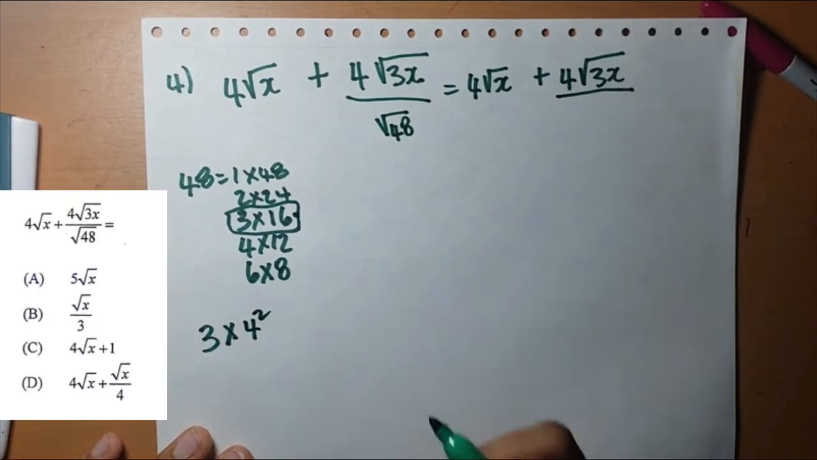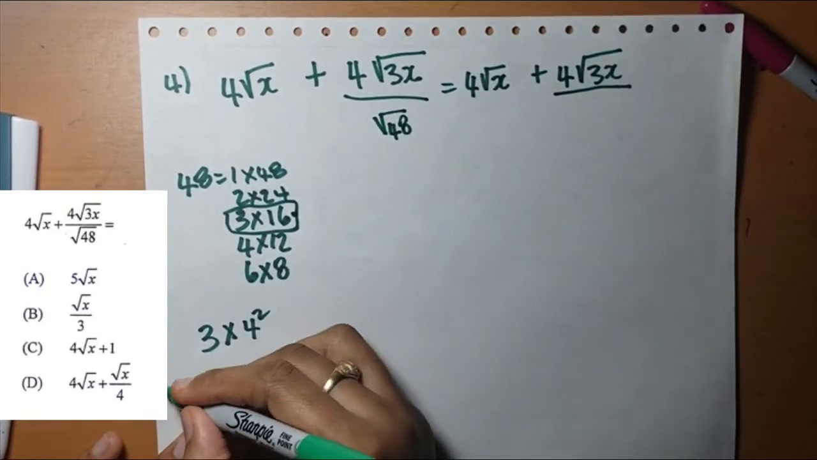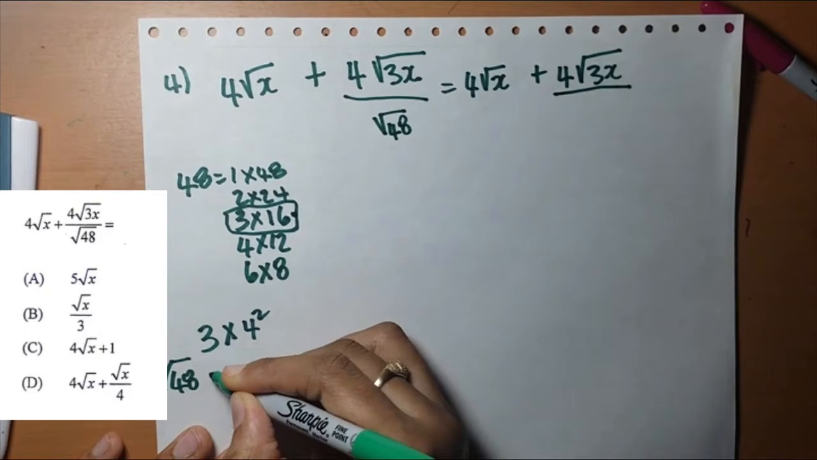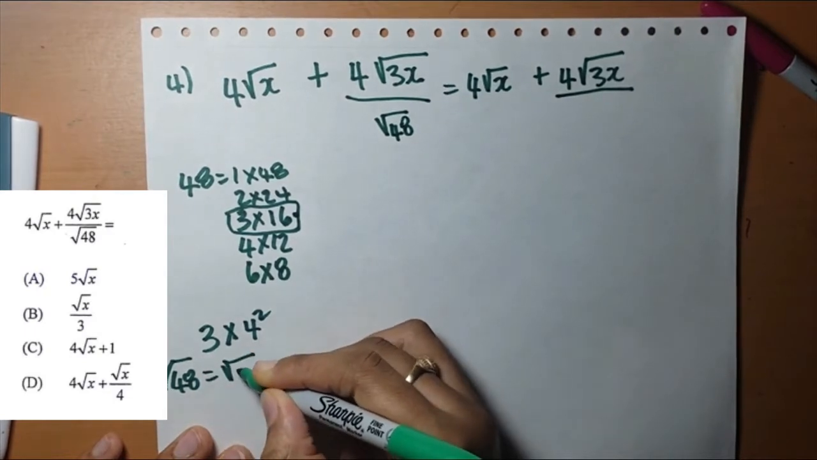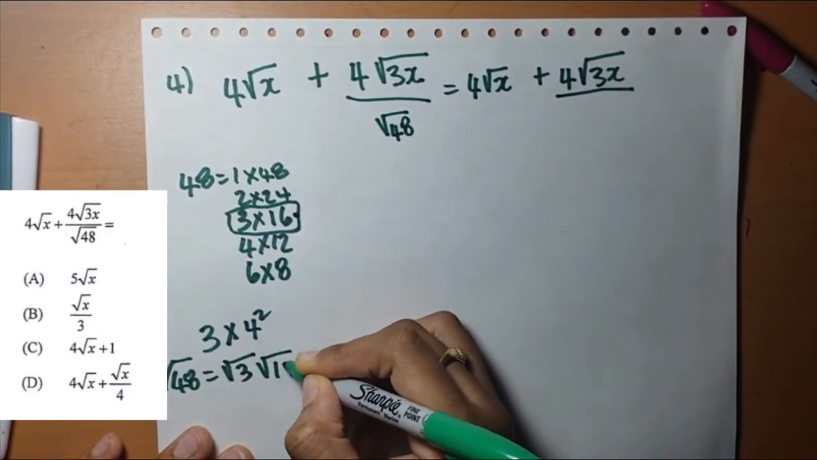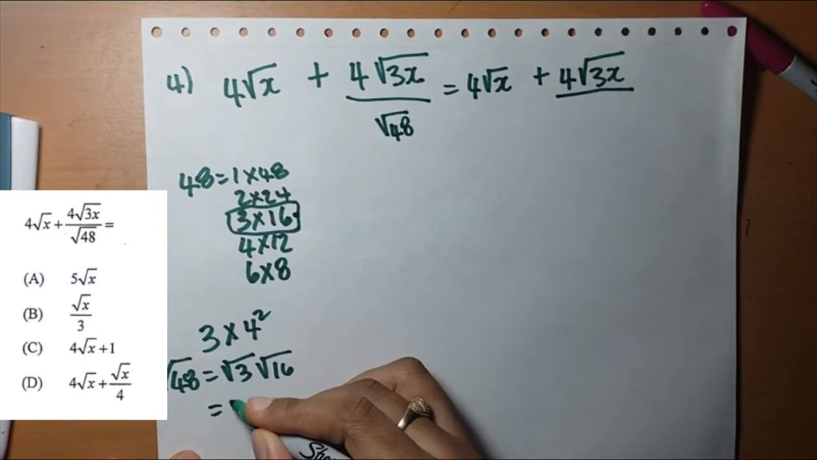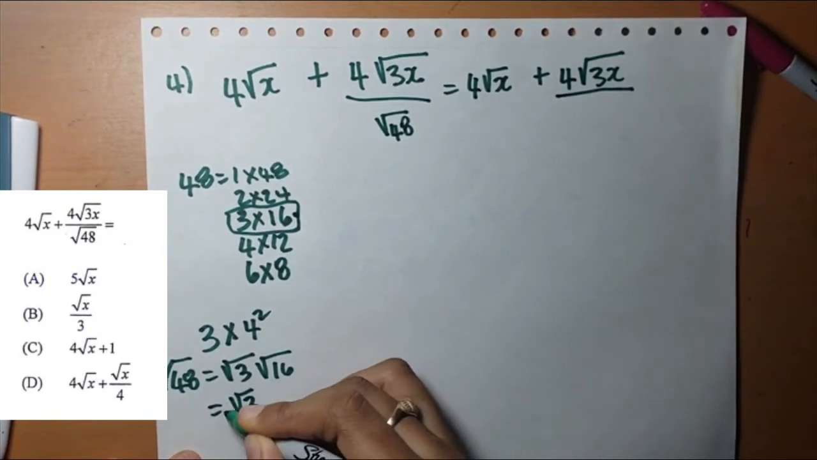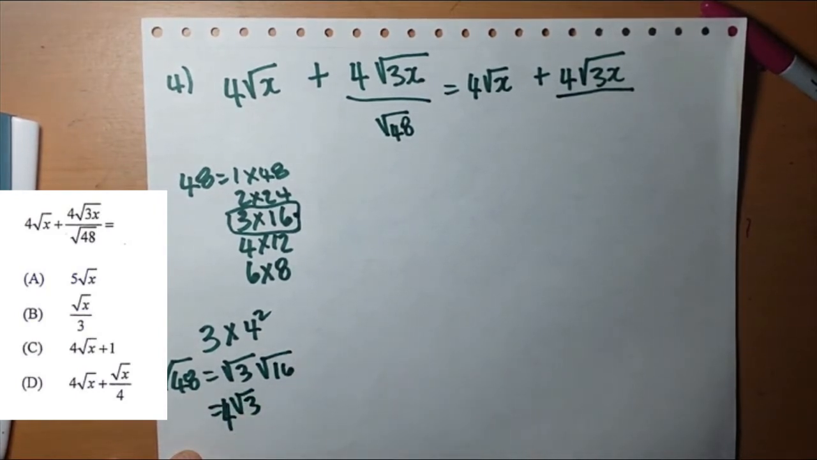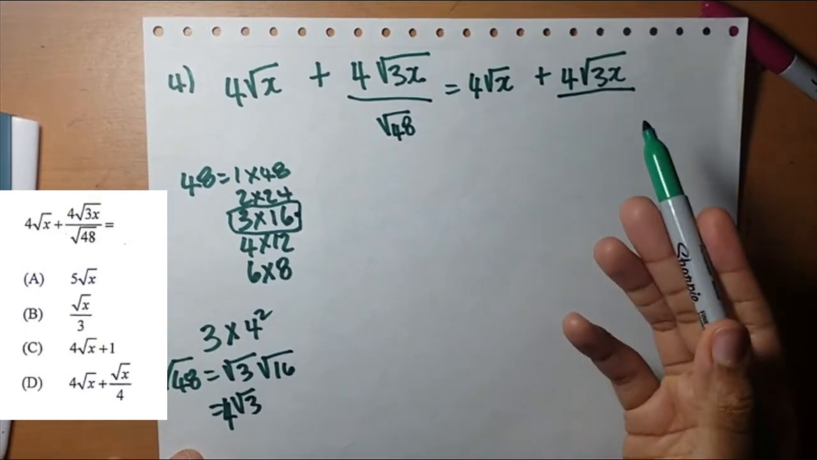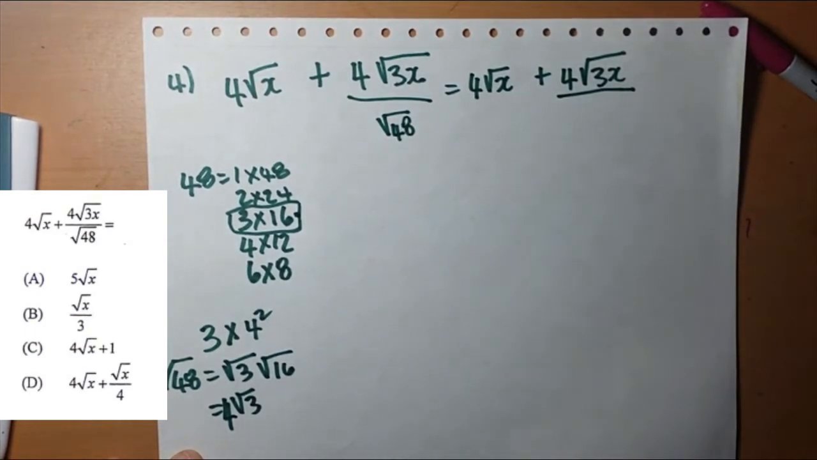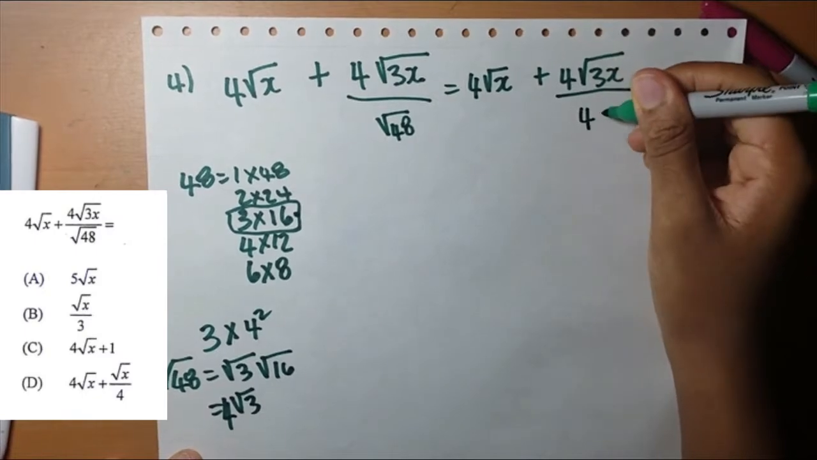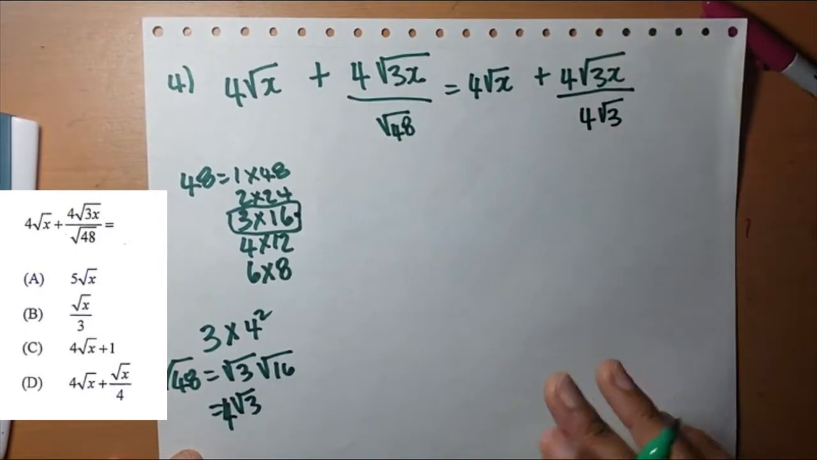4 squared, right? So therefore, root 48 is equal to root 3 times root 16. This is equal to root 3 times 4. I'm just going to carry the 4 here. So that's 4 root 3. And I say, oh, it looks like the top, but you have this x. But don't worry. So we have 4 root 3.